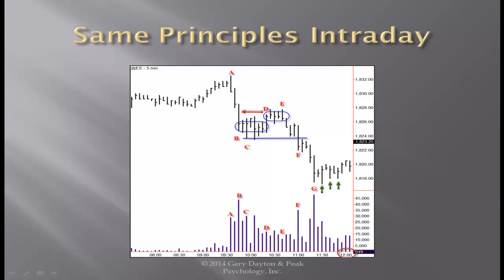And so G is the beginnings of a climax. Climaxes can occur on one bar, or they can occur on a couple of bars. So we would expect that to be, and climaxes can be minor or they can be major climaxes. So we would at least anticipate this being a minor climax.